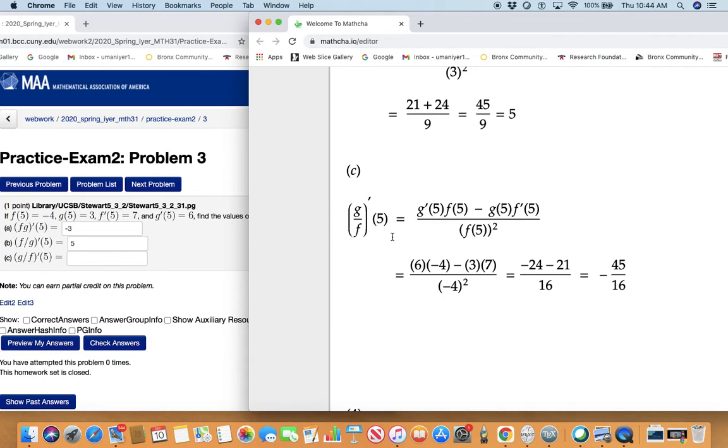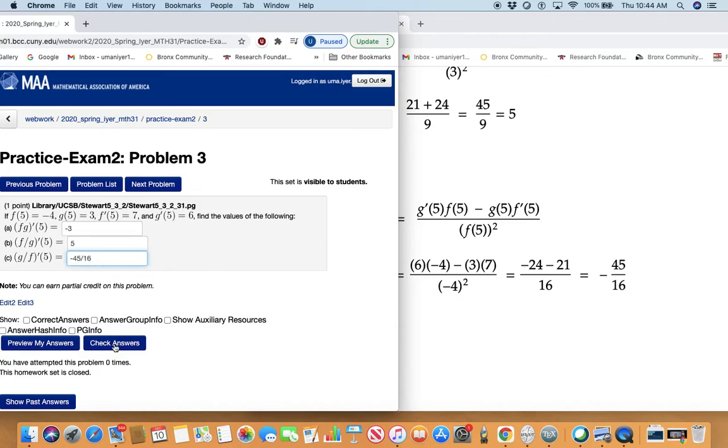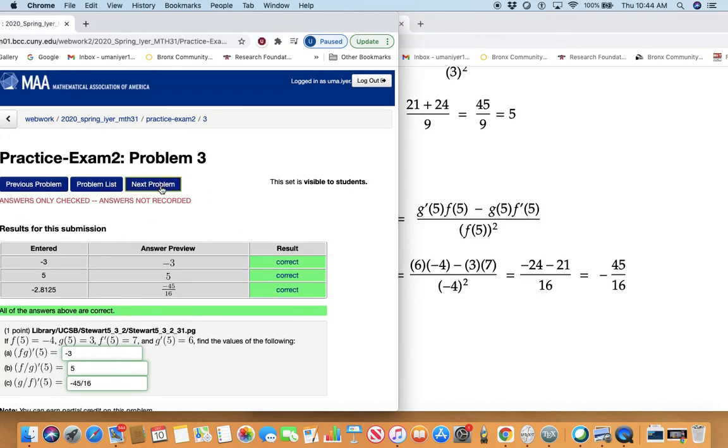Likewise, the quotient rule, g by f. Now here f is the denominator. So square, derivative of the top, denominator as it is, minus numerator as it is, derivative of the denominator. Substitute 5 as your argument. Using the values, I get -45 divided by 16. All right. Next problem.